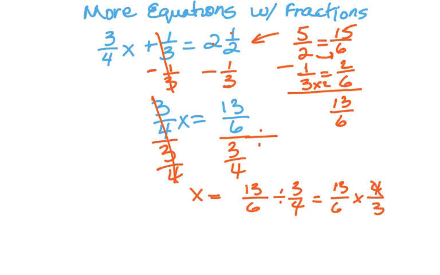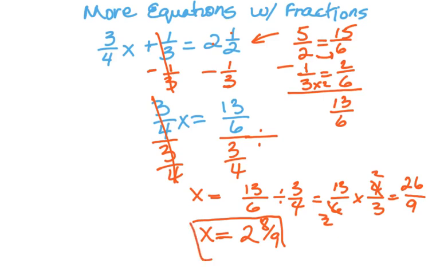Now I can reduce this a little bit by dividing by 2 in both sides. Whoops. 2 goes into 4 2 times. 2 goes into 6 3 times. All right, 13 times 2 is 26. And 3 times 3 is 9. When I divide 9 into 26, I get 2, 18, 19, 20, 21, 22, 23, 24, 25, 26, and 8 ninths. My final answer is 2 and 8 ninths.